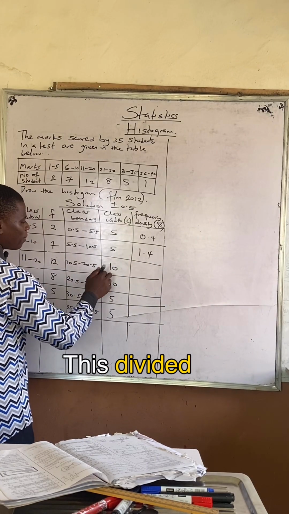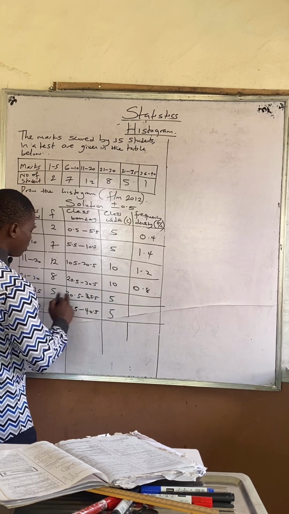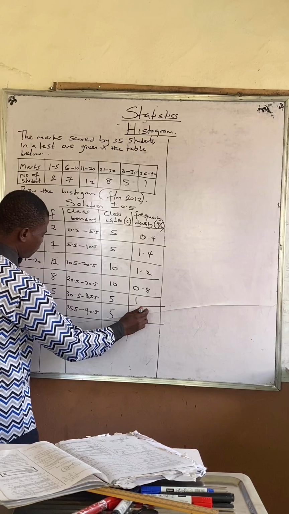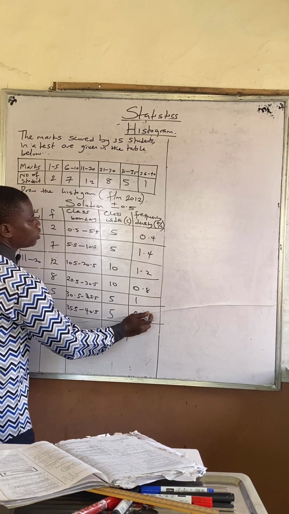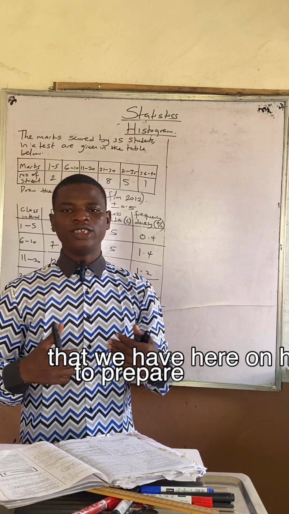1.4. This divided by this, 1.2. 8 divided by 10 is 0.8. 5 divided by 5, 1. 1 divided by 5 is 0.2. So these are the diagrams that we have here on how to prepare histogram.